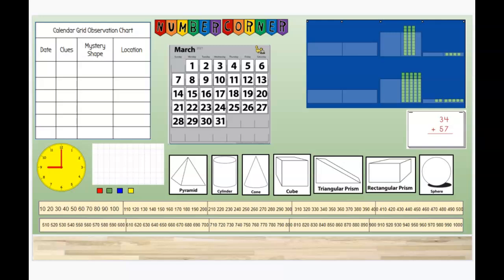For Number Corner today, you will be working on your Number Corner Checkup 3, Part 2. You worked on the first half yesterday. We'll work on the second half today. Let's have a look at our assessment in Seesaw.